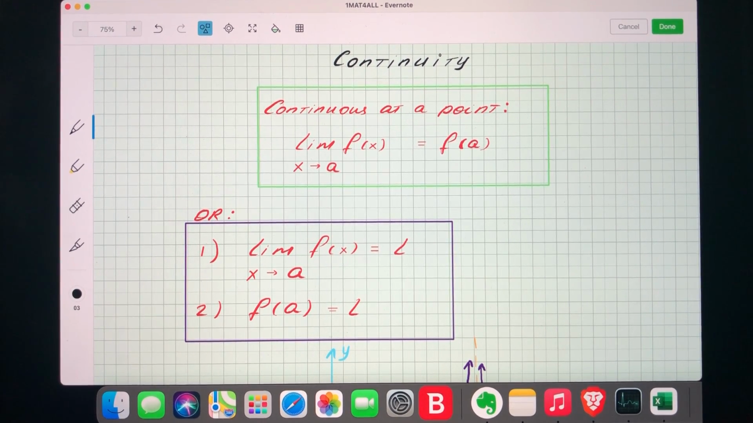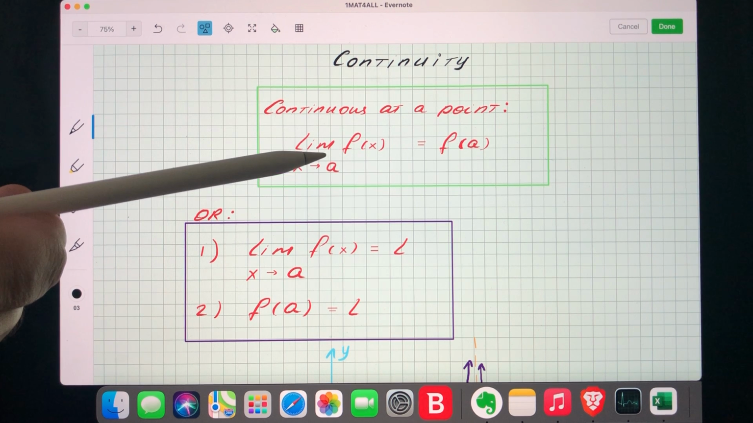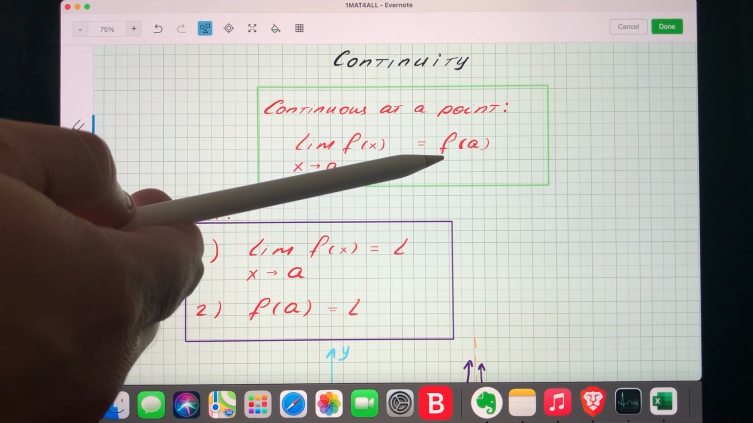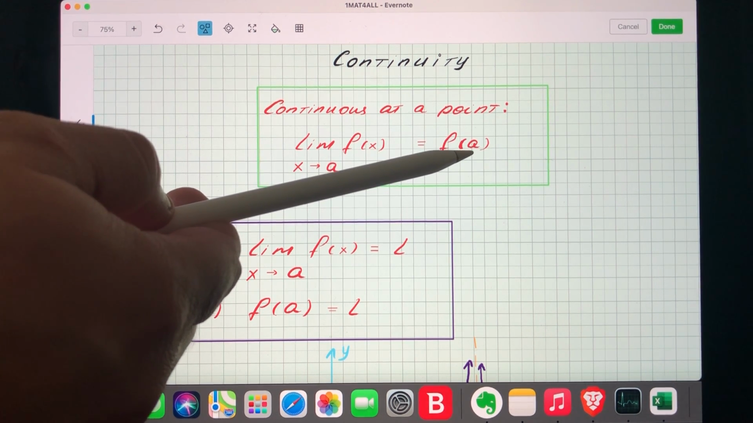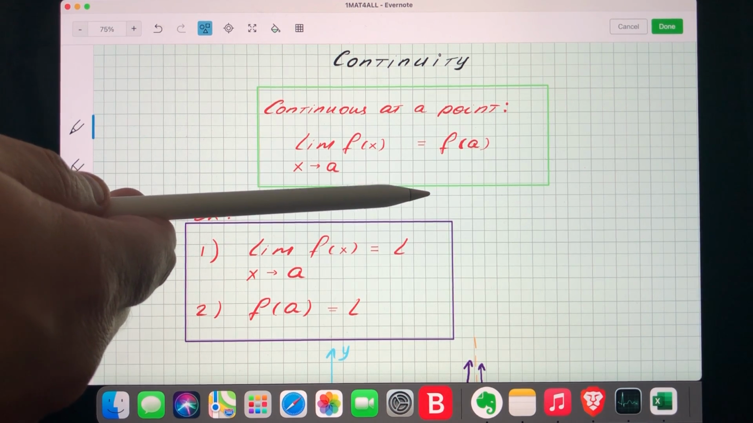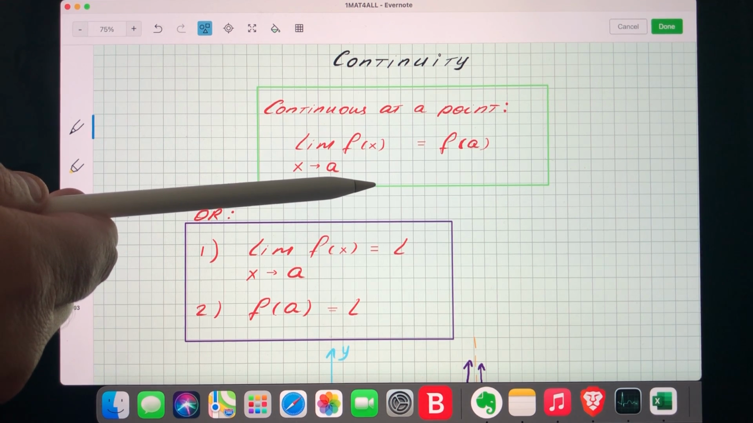Hello, in this video, let's talk about continuity at a point. When we are asked if a function is continuous at a point, the proper definition is that the limit as the function approaches that point from both sides must be equal to the height, or the value of the function, at that same point. In plain English, it means that if you could draw the picture without picking up the pencil or the pen, then the function is continuous.